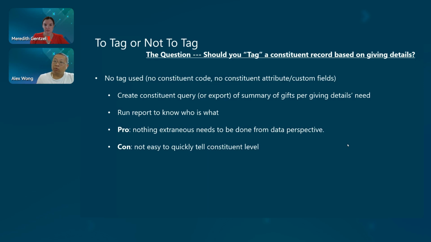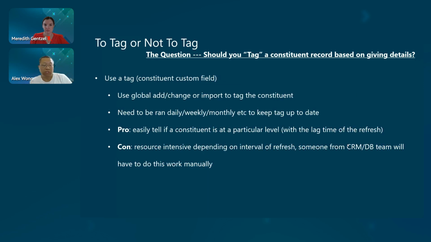So a lot of the time, what some organizations end up using is a tag. So first of all, let's talk about what we mean by user tag. A lot of people, including myself, do not think we should be tagging on constituency code, even though it is easy to use. But let's not go down that rabbit hole and say constituent custom field. So let's say you have a constituent custom field called your donor giving society, let's say like that.